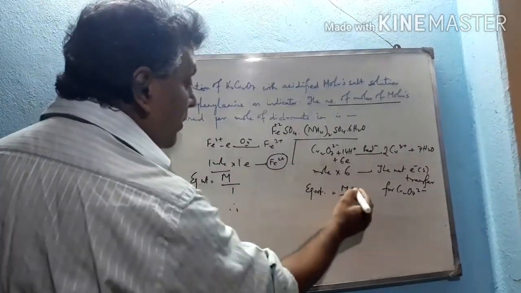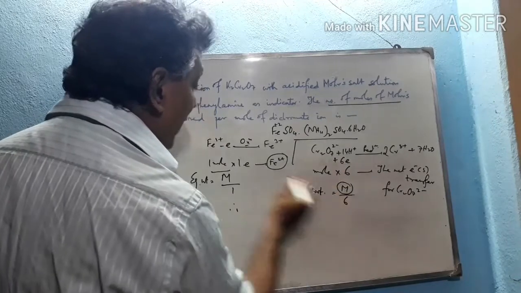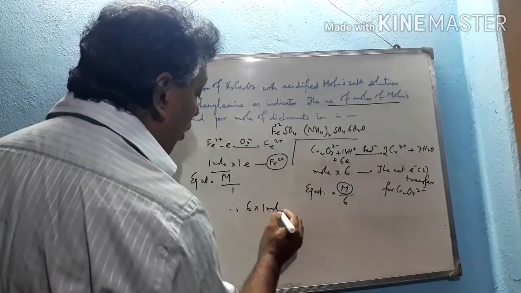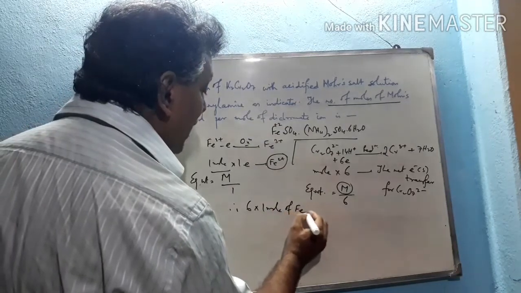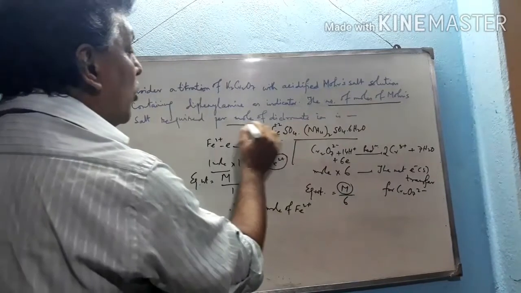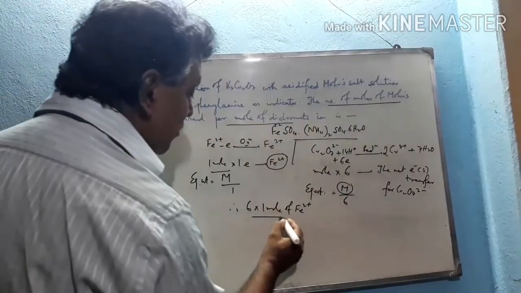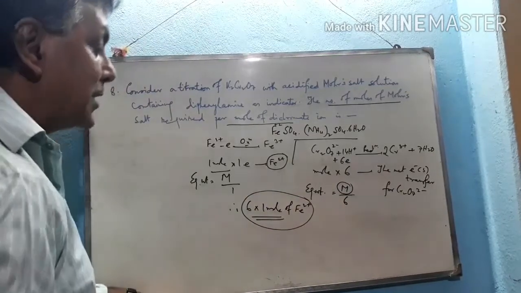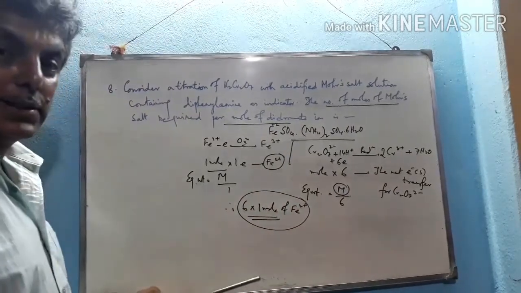So therefore per mole of the dichromate anion, 6 moles of Fe2+ ion are required. The number of moles required per mole of dichromate anion, that is 6 moles of Fe2+ ion. That means Mohr's salt required is 6 moles.